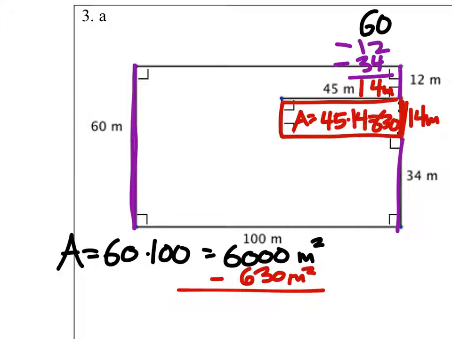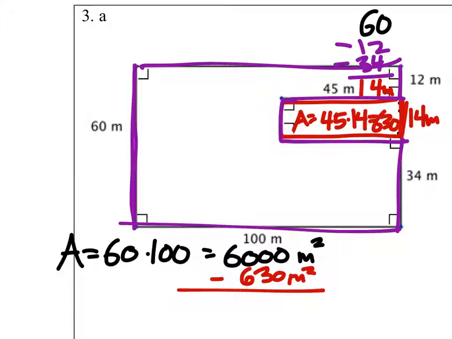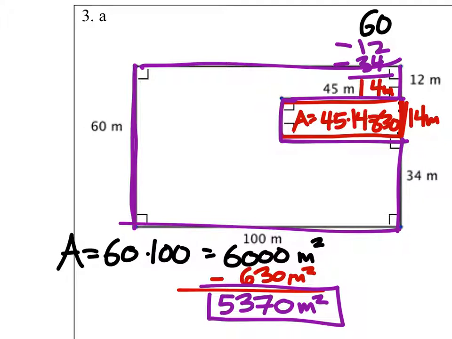So my final answer for the area of the actual shape, right here in purple, would be 6,000 minus 630. Very good. 5,370 meters squared. Bam.